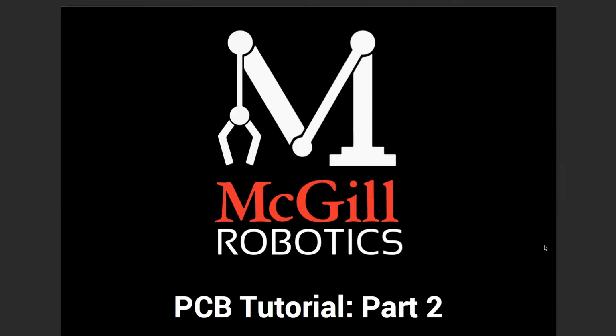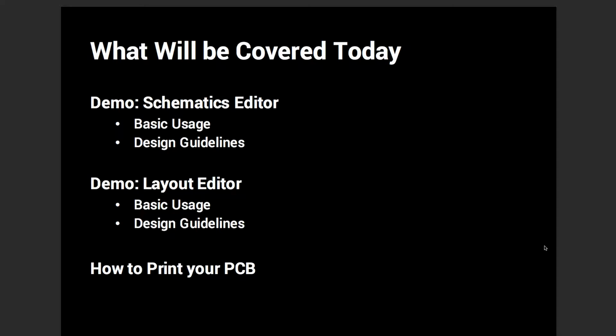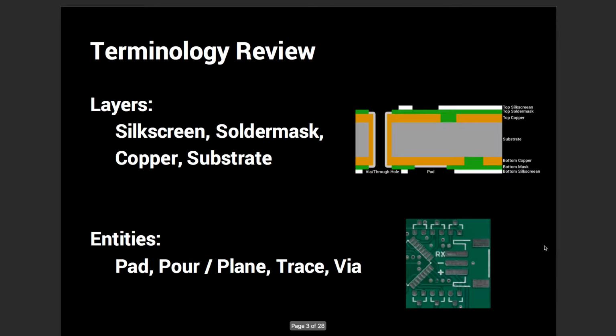This is part 2 of the PCB tutorial, and we'll be covering how to use the schematic editor, basic usage, and some design guidelines, as well as the layout editor with basic usage and design guidelines as well. And in the end, I'm going to show you how to print your PCB if you want to print your PCB outside Micro Robotics. Just a review of what we have covered last time.